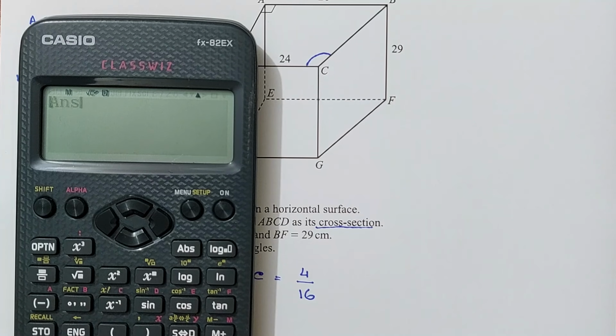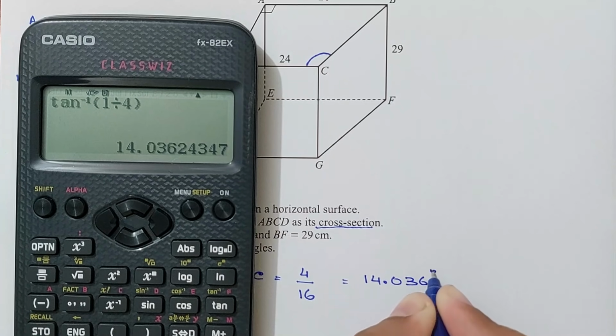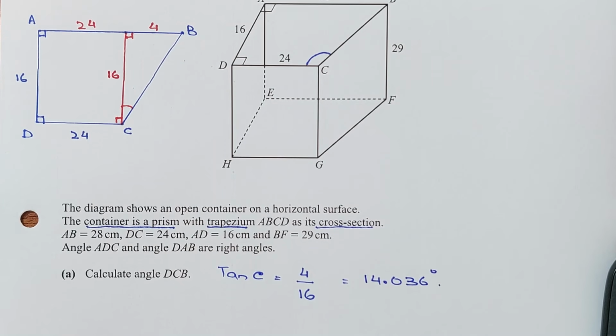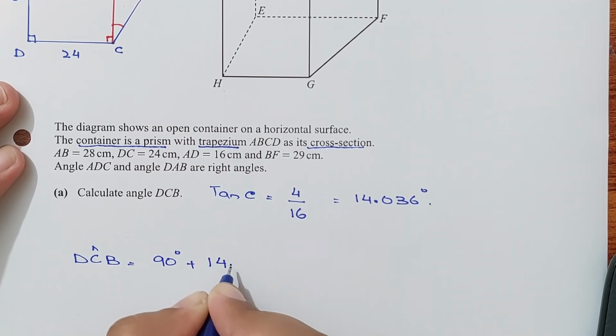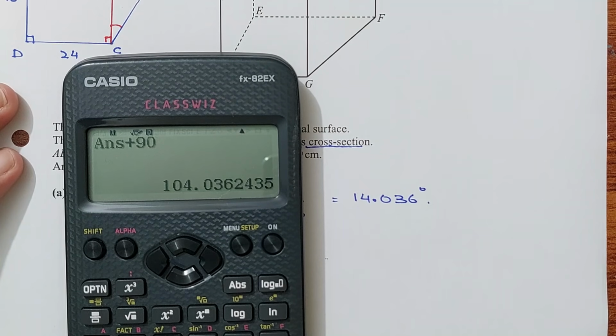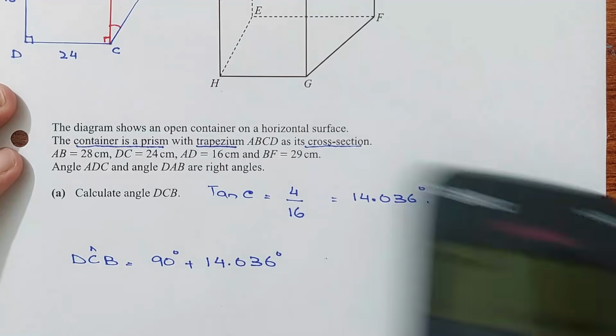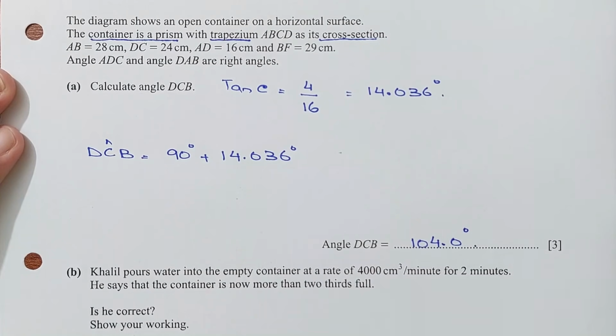Tangent inverse of 1 by 4 is 14.036 degrees, right? Now to solve for the angle DCB, this is 90 plus that angle, right? So 90 degrees plus 14.036 is 104.036. Up to one decimal place is 104.0 degrees.